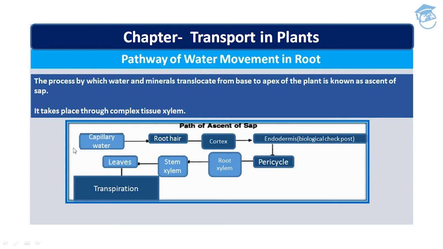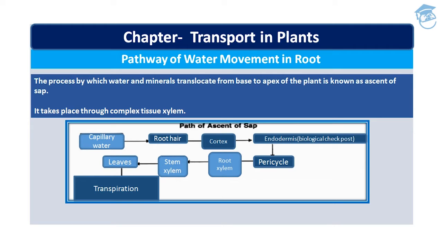We very well know that capillary water is the only available water, which is taken up by the root hair, and then it reaches the cortex, which is a ground tissue, and then it reaches the biological check post, which is called the endodermis. Endodermis is the inner layer of cells in the cortex of a root and of some stems that surrounds a vascular bundle. Then it reaches the pericycle.